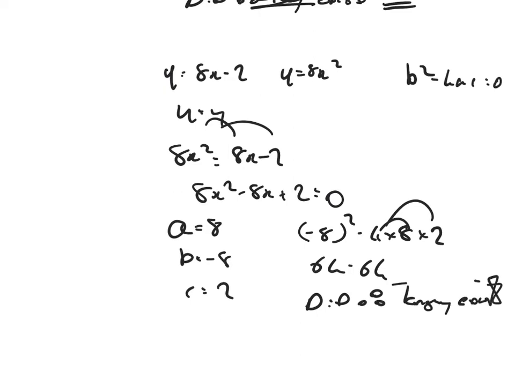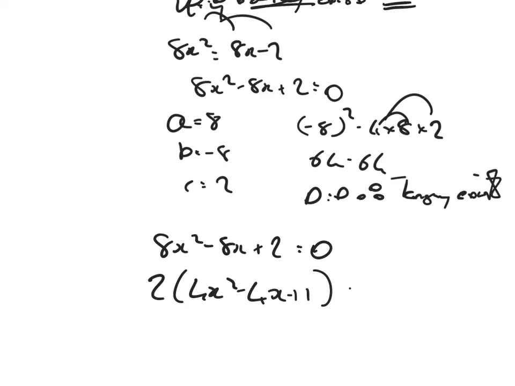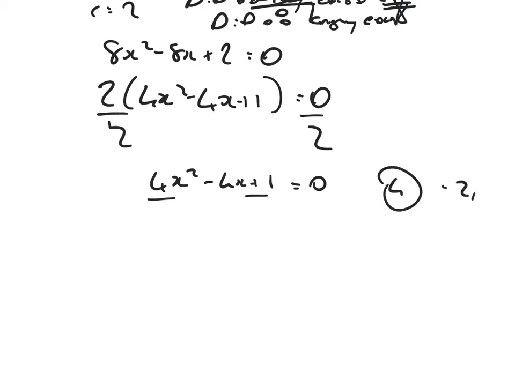So again, let's establish where the tangency exists through factorisation. So I've got 8x squared minus 8x plus 2 is equal to 0. I can take out a common factor of 2, bracket 4x squared minus 4x plus 1 is equal to 0. And divide both sides by 2 will give me 4x squared minus 4x plus 1 is equal to 0. Okay, so factorise that.